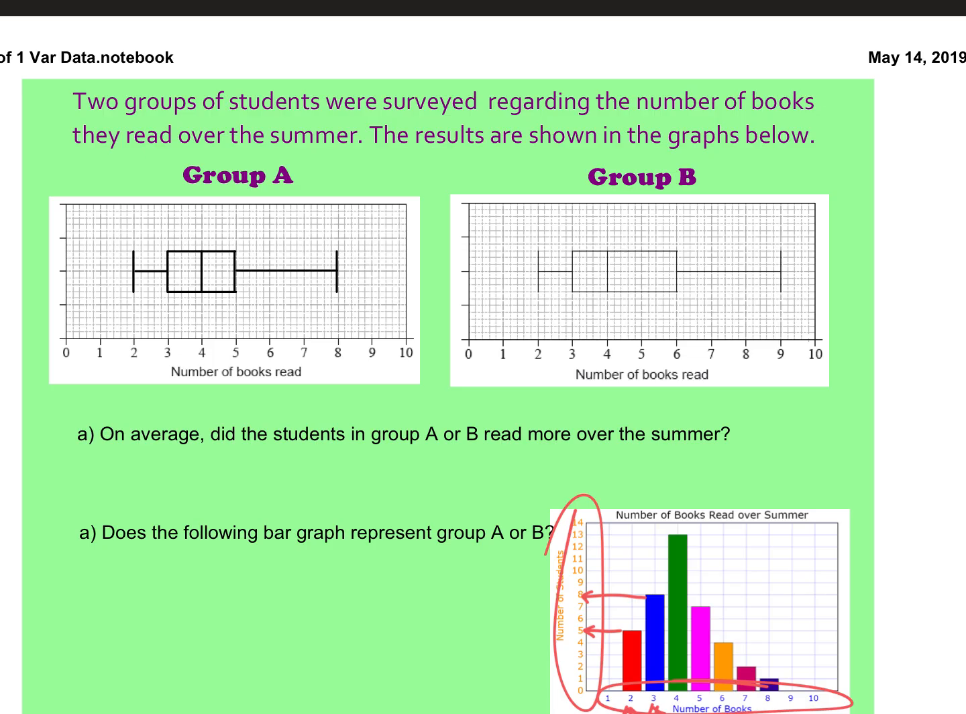But where were they reading more books? In what part of the graph? Please talk to the kid next to you about where the actual difference was between group A and group B. Use words like between Q1 and the median or something like that. That would make it seem like you know what you're talking about.